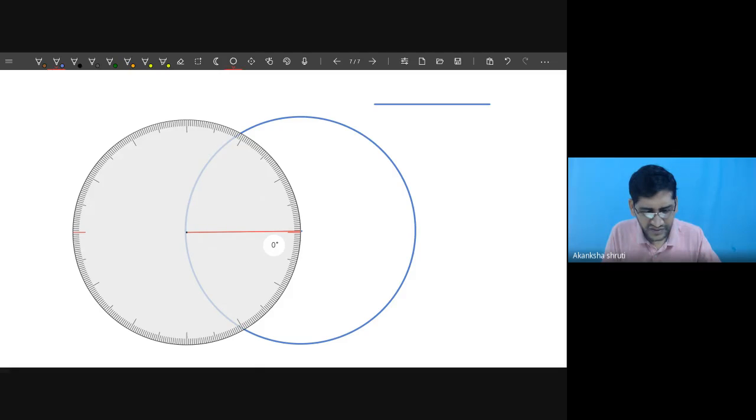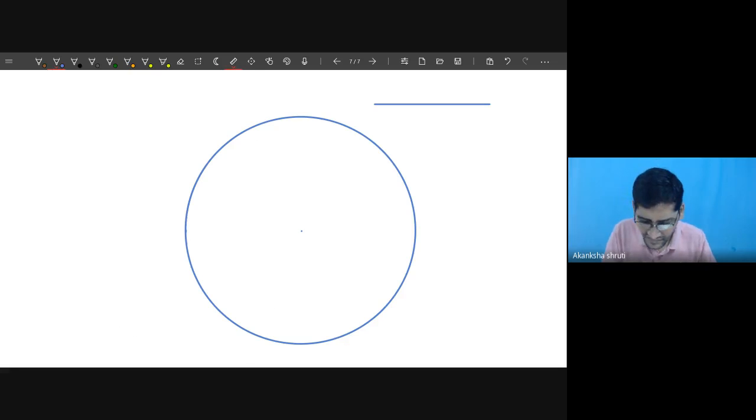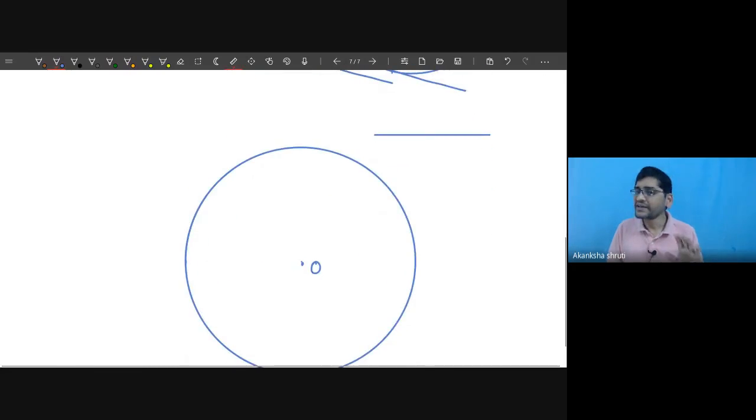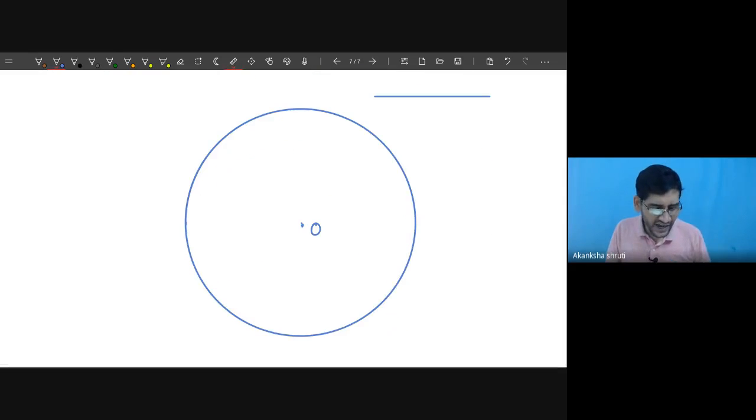Okay, so this is our 5 centimeter radius with the center. Now what do we have to do? Now we shall make 60 degree. You just draw a line on either side. You can draw. Take the ruler.